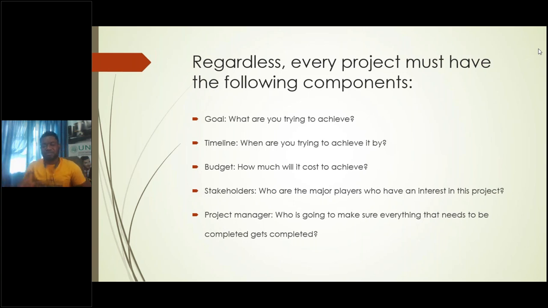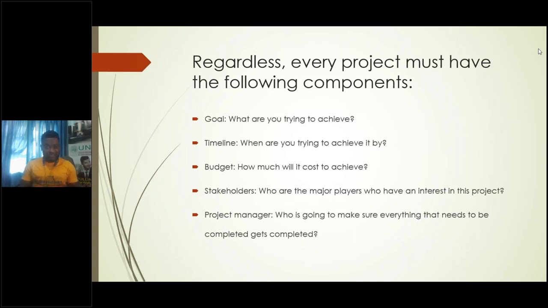Then the project manager. The project manager is the one who makes sure that everything that needs to be achieved or completed gets completed. Like I said, as a project manager, you're not the one mixing the cement. You're not the one going to market. You have your team members who you've assigned different responsibilities. But you're playing the supervisory role because you're the one that understands the project better than every other team member. So yours is to lead.